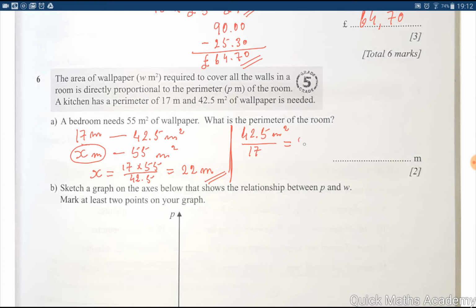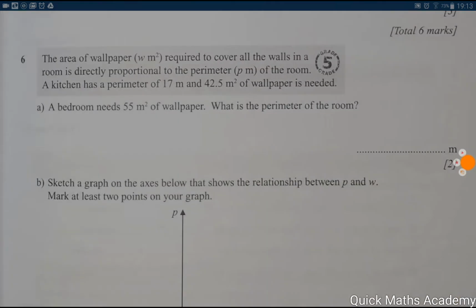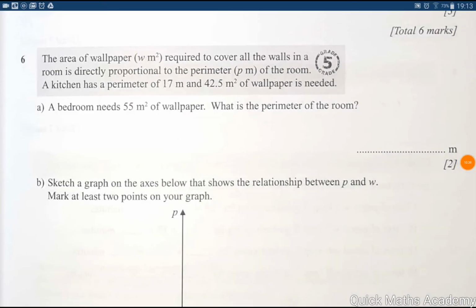We have a problem here. I need to pause. Okay guys, continuing the video, I lost my work, but the answer using a three simple rule was 22 meters. And now we were doing the other way around.